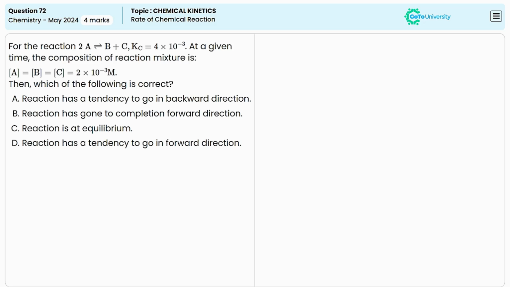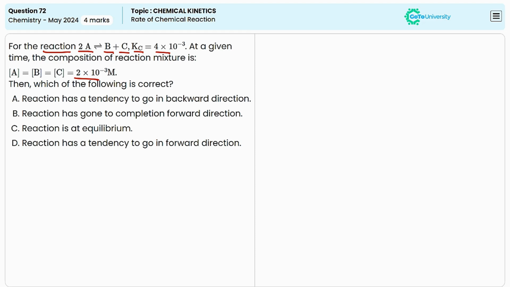A chemical reaction is given in this question, that is, two molecules of A converting into one molecule of B and one molecule of C. The equilibrium constant Kc of the reaction is given as 4 × 10^-3, and the concentrations of A, B and C are the same, that is 2 × 10^-3. Based on these given data, we have to choose the correct statement from these options.